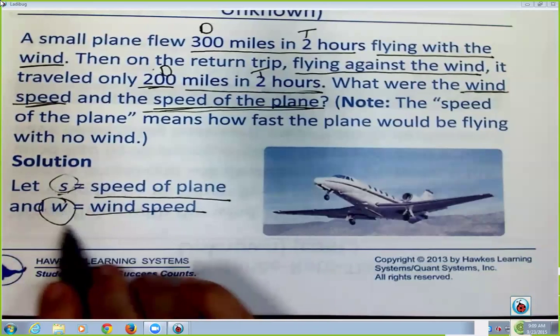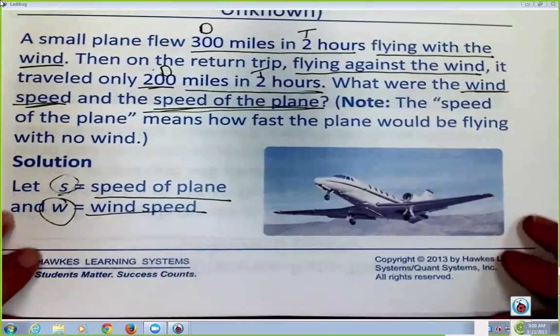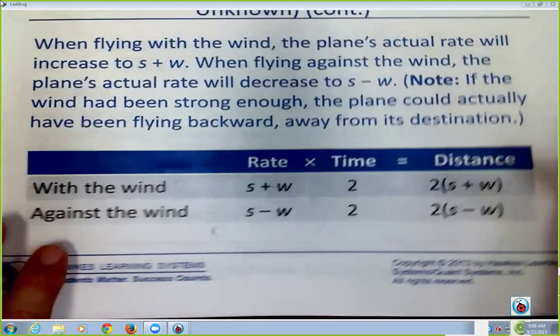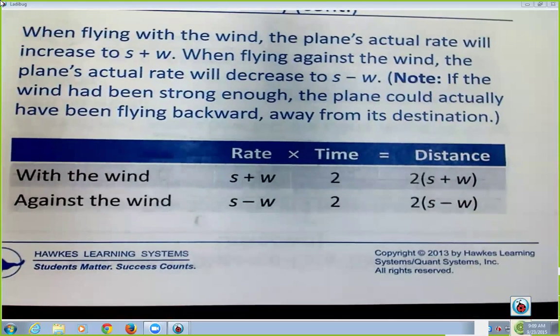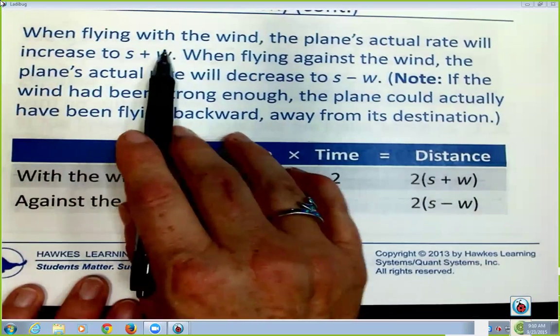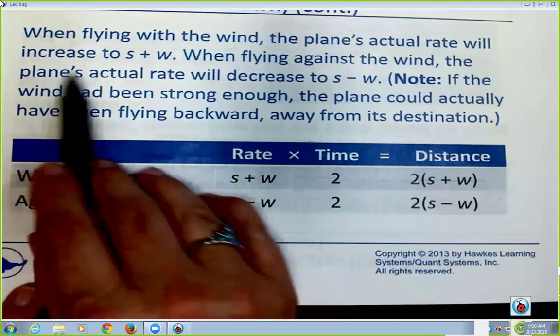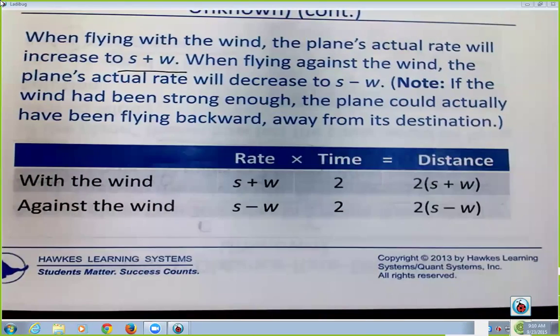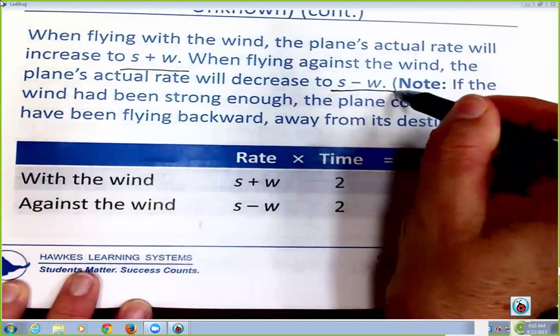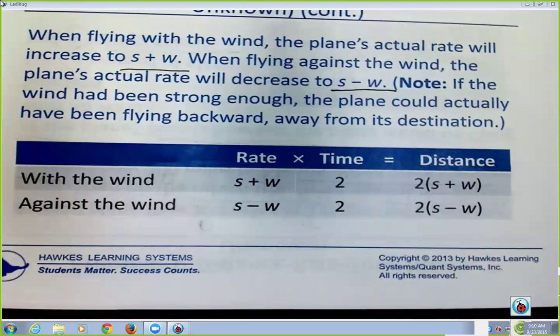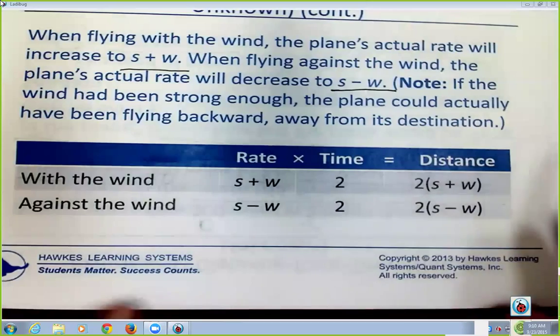S is the speed of the plane, W is the wind speed. The other thing you're going to want to do with these, and again, this is all written out in here, and we will chart and table the problems that you have in your problem samples. It says when flying with the wind, the plane's actual rate will increase, so it's the speed plus W. When flying against the wind, the plane's speed slows down, so we get S minus W. So you get some different changes happening in there.